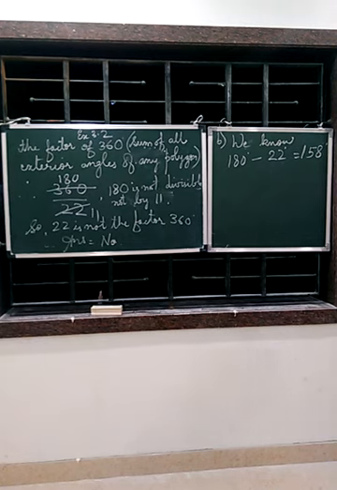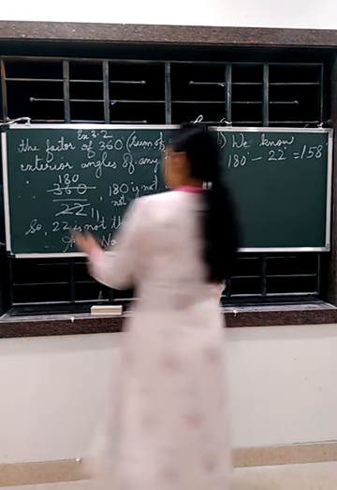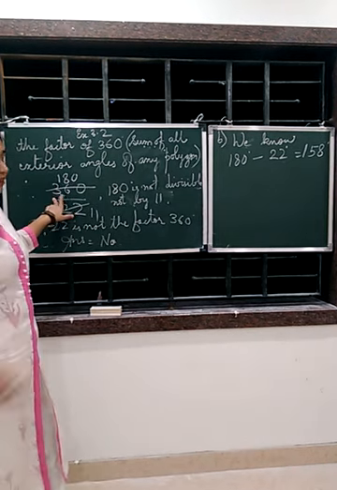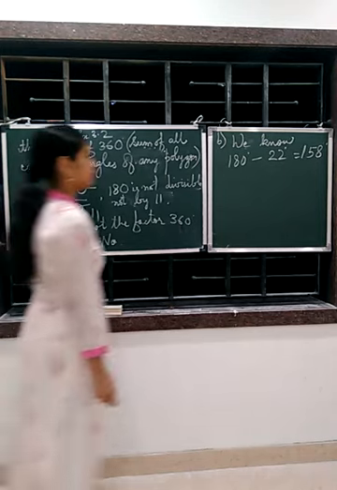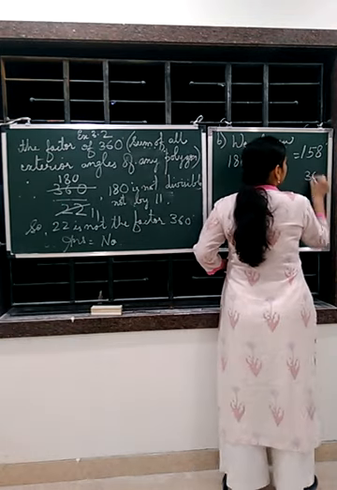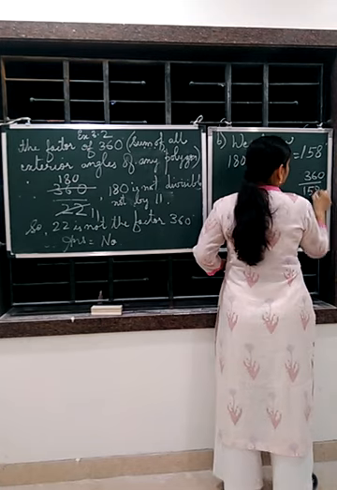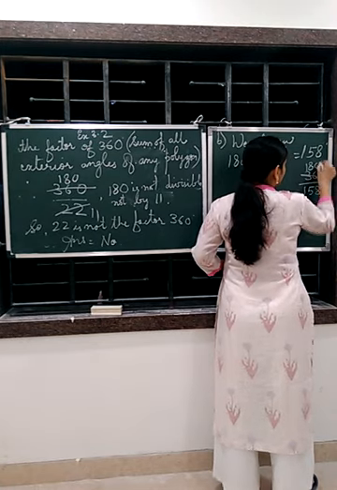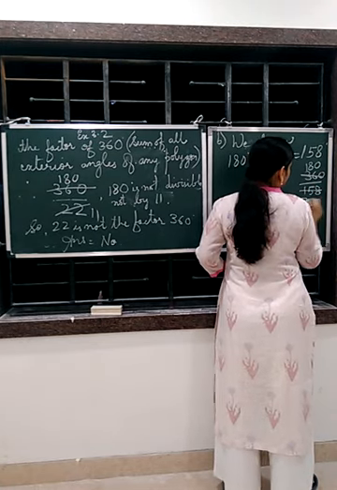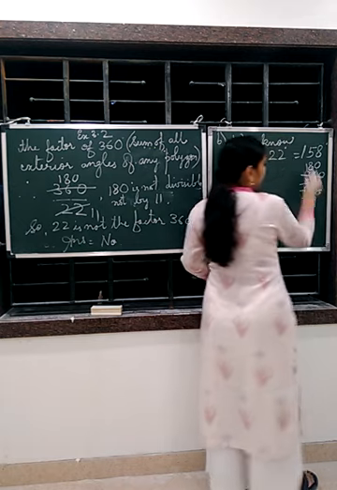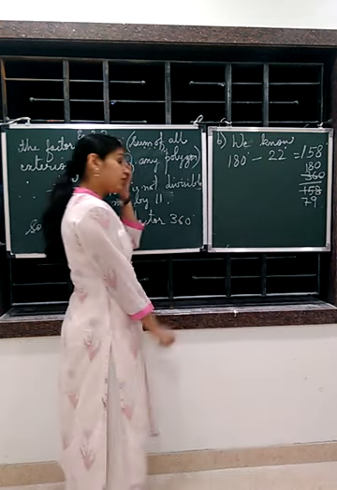So 158, can it divide 360? Again 158 cannot divide 360. Okay, you check here. You check 360 and 158. Yeah, 79 is a prime number, so not possible.